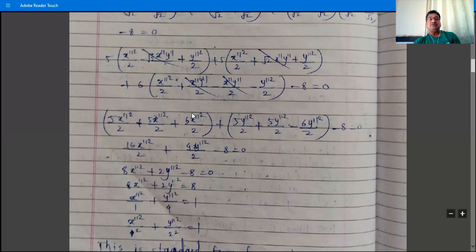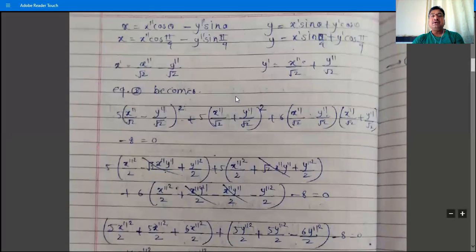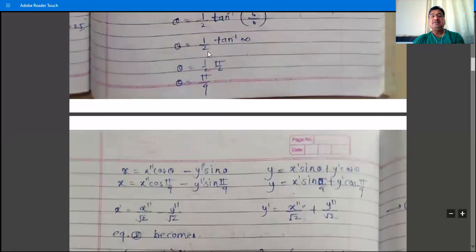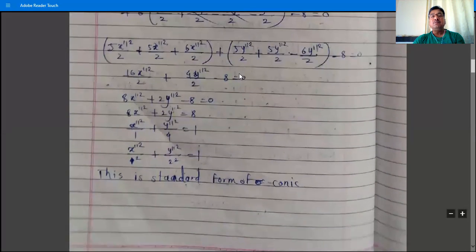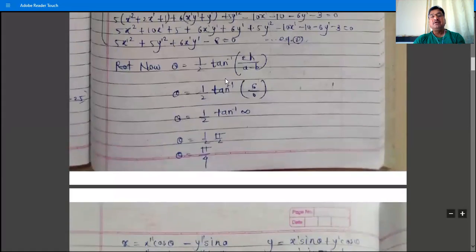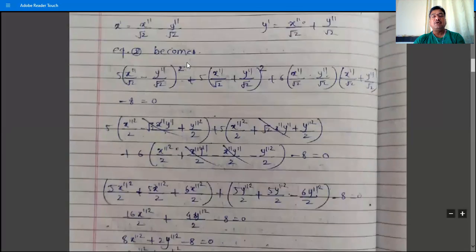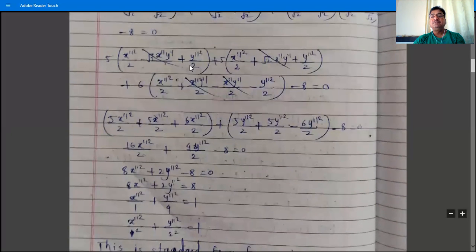If you observe this equation, it is free from the x y product term, and the cross terms all get cancelled. So if we rotate through an angle half tan inverse of 2h divided by a minus b, then the product term is removed from equation number 2. In equation number 2, the product term 6 x dash y dash is removed from the equation.